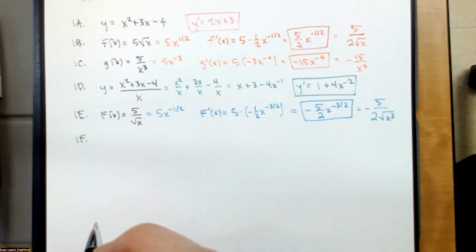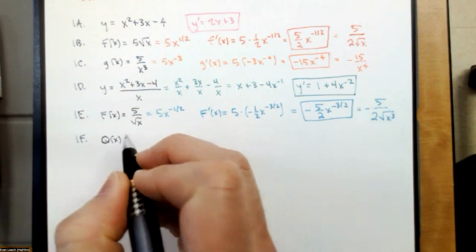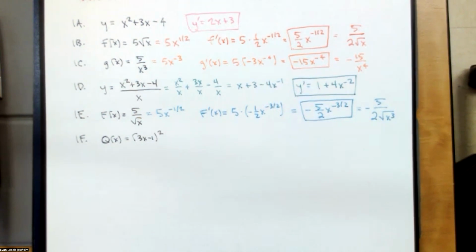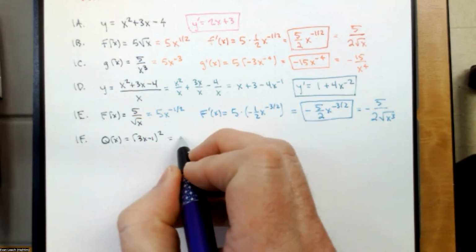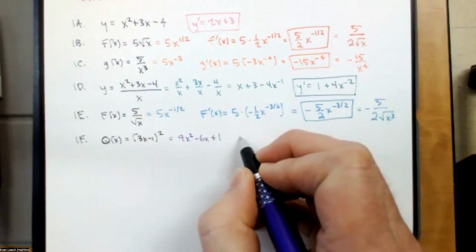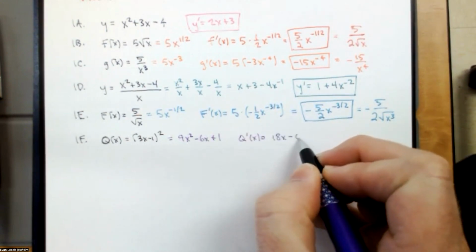For the last problem, that was F and then Q. This one is only half sneaky because the idea is, can we write powers of x? We can write powers of x on this one. So this one only counts as being half sneaky. If we multiply this out, we get 9x squared minus 6x plus 1. And then we can find q prime: 18x minus 6.